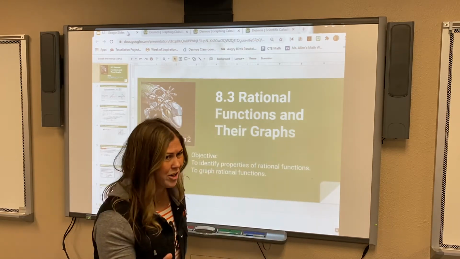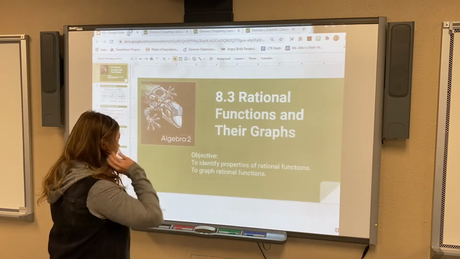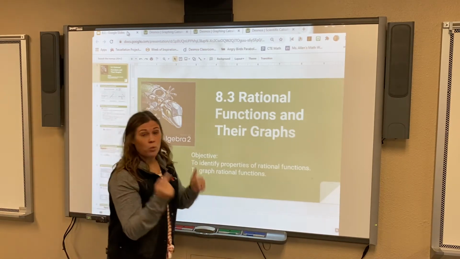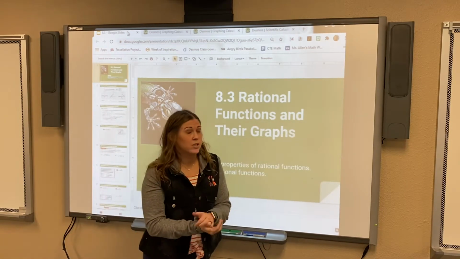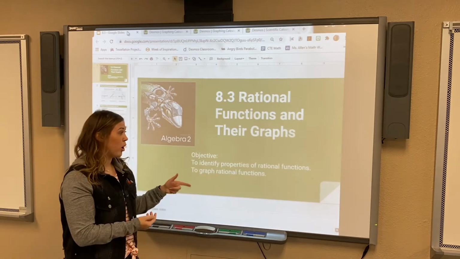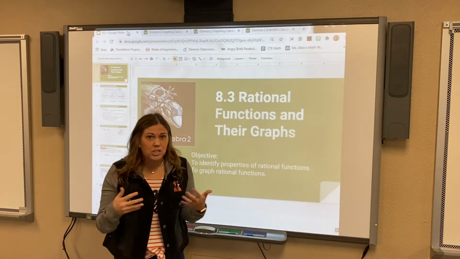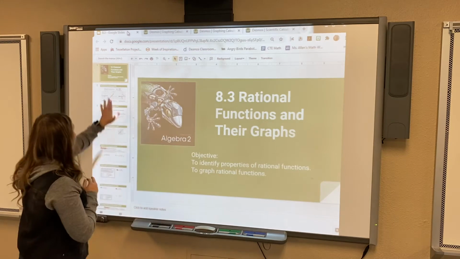Okay, let's get started on some maths. So today we're talking about 8.3 rational functions and their graphs. Our objectives are to identify properties of rational functions and to actually graph them. Okay, so let's get started.